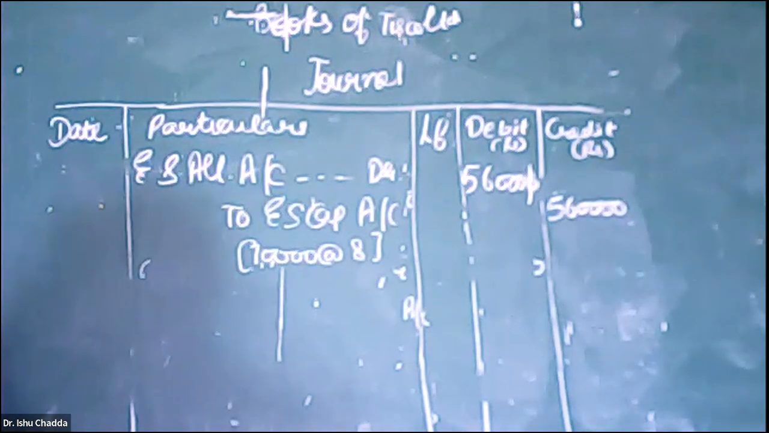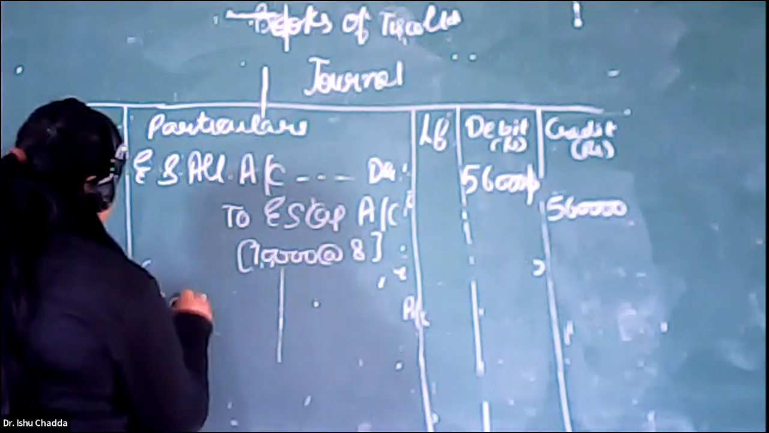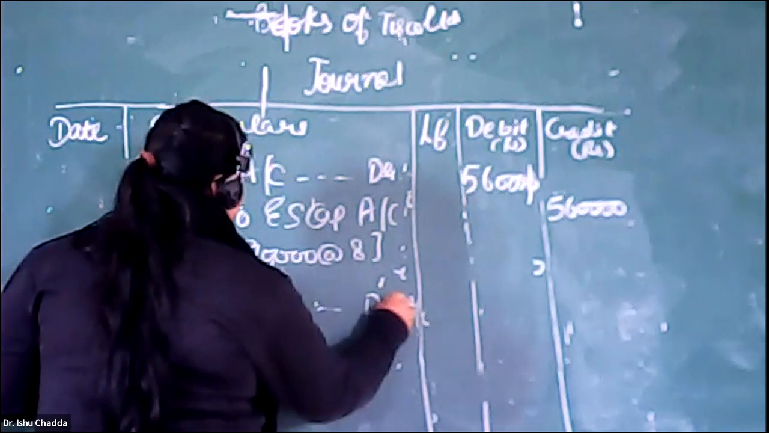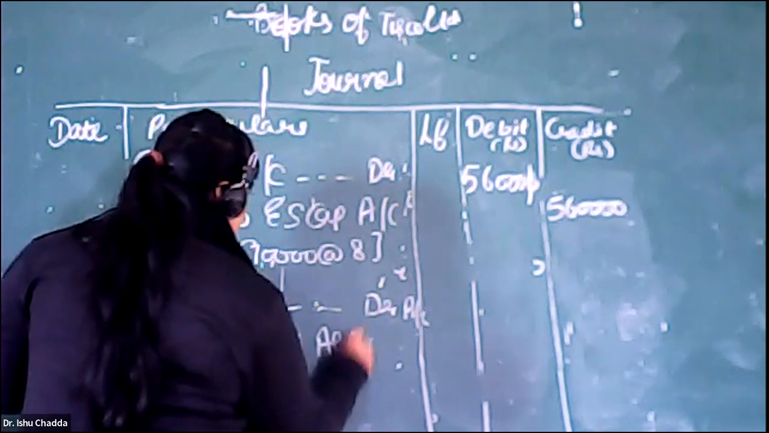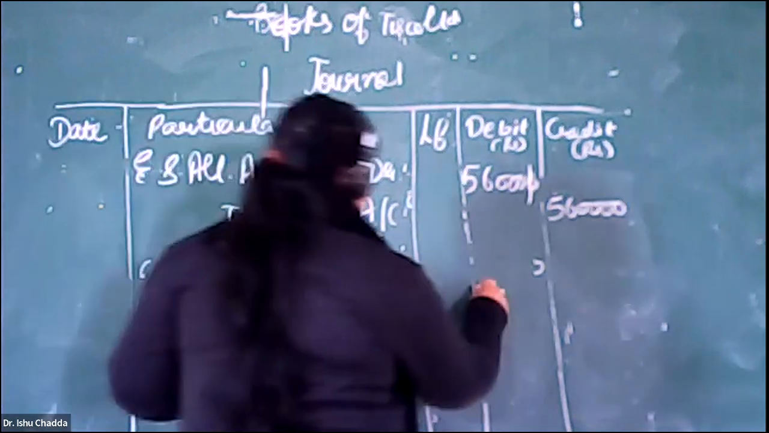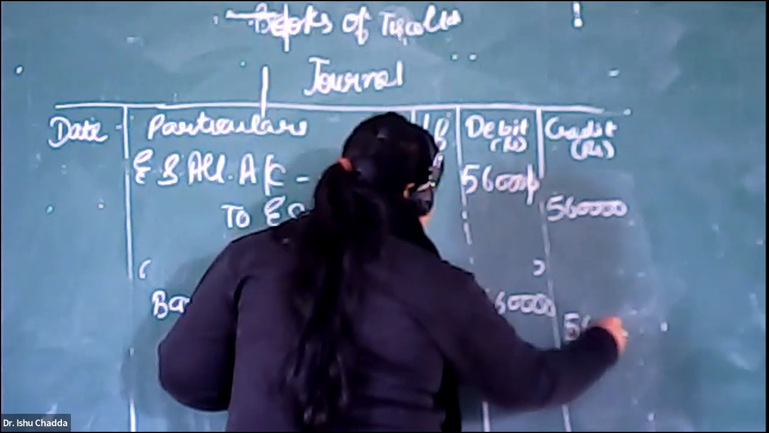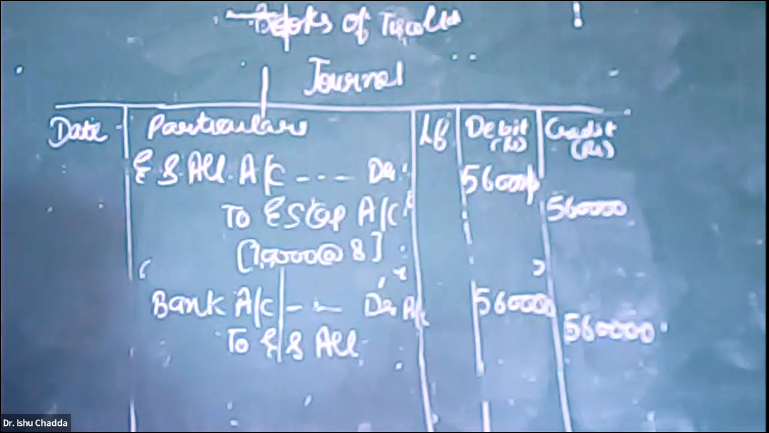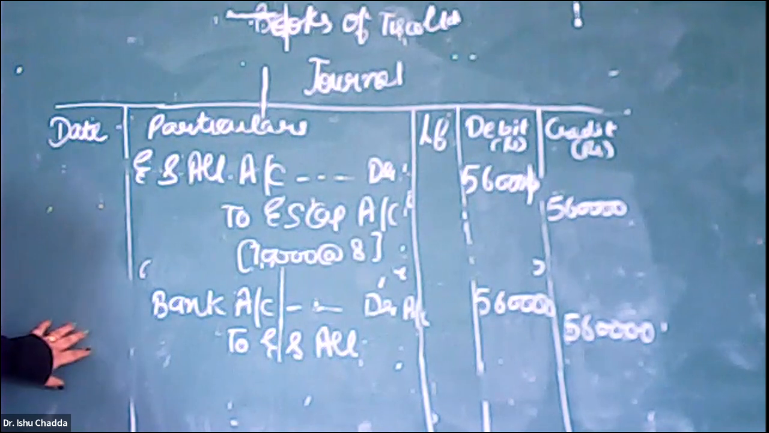As you have now transferred your allotment to the capital account, you have to receive the money, that will be bank account debited to equity share allotment account with the same amount, that is 5,60,000. So in these two entries, you have made the allotment, and then received the allotment amount.